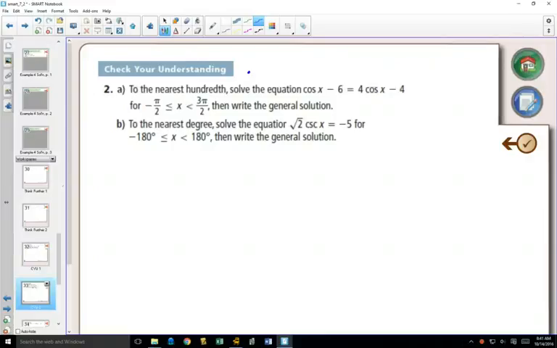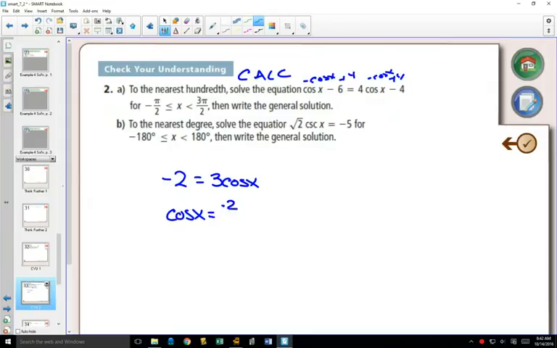So these ones are calculator questions, because when we combine like terms here, if I subtract cos x on both sides and add 4 on both sides, I'm going to get negative 2 equals 3 cos x. So dividing by 3 gives me that cos x is negative 2 over 3.